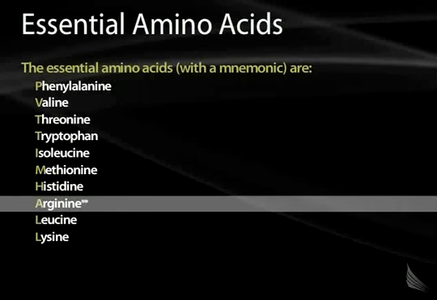Now, we have an asterisk next to arginine, indicating that arginine is not always an essential amino acid. Our bodies can synthesize arginine to some extent, but in childhood and periods of growth and so forth, the ability of the cells to make arginine does not meet the demand. And so under those circumstances, arginine has to be obtained from the diet.